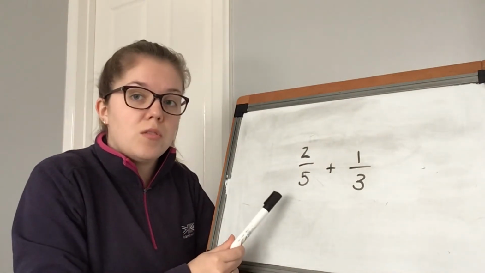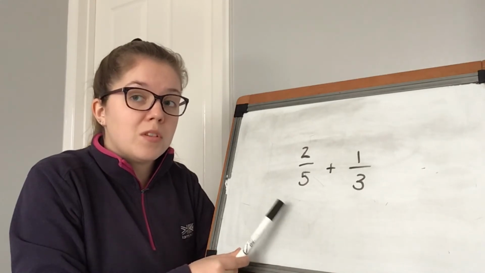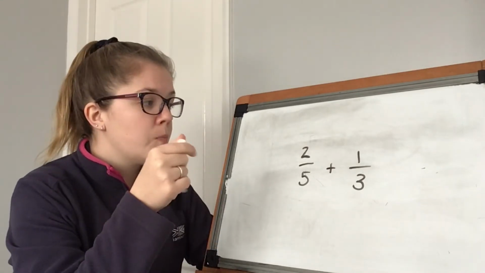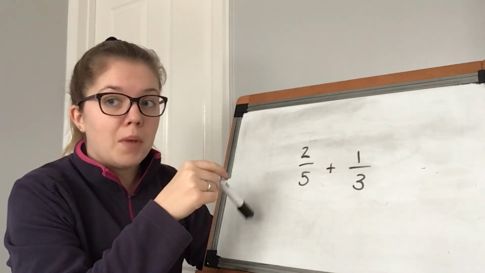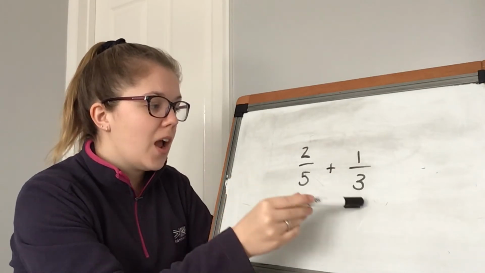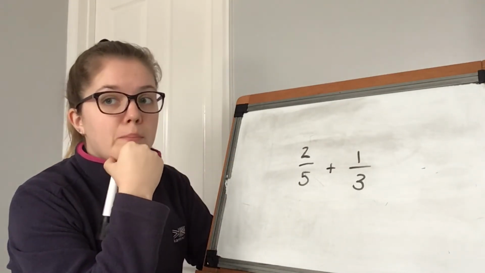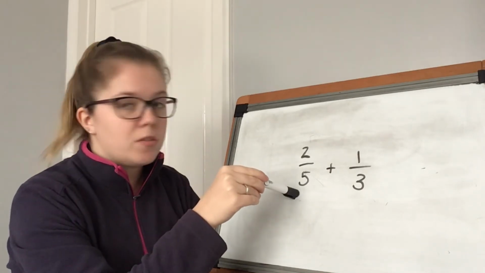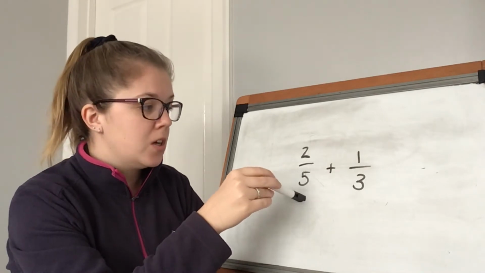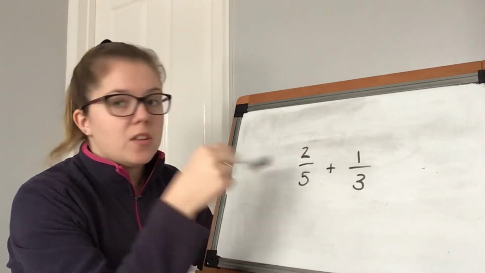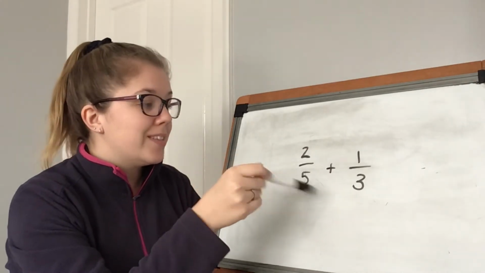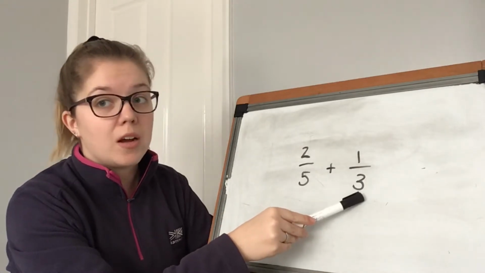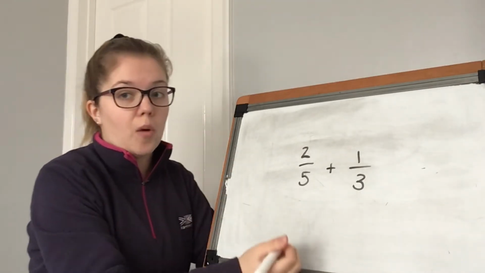So what do we need to do when we've got fractions with different denominators? We need to find the lowest common multiple of the denominators. So I've got 5 and 3. What number is the lowest common multiple of 5 and 3? The 5 times table tells me it's got to end in a 0 or a 5. So is 5 in the 3 times table? No. 10? No. 15? 3 times 5 is 15. So 15 is going to be our common multiple.